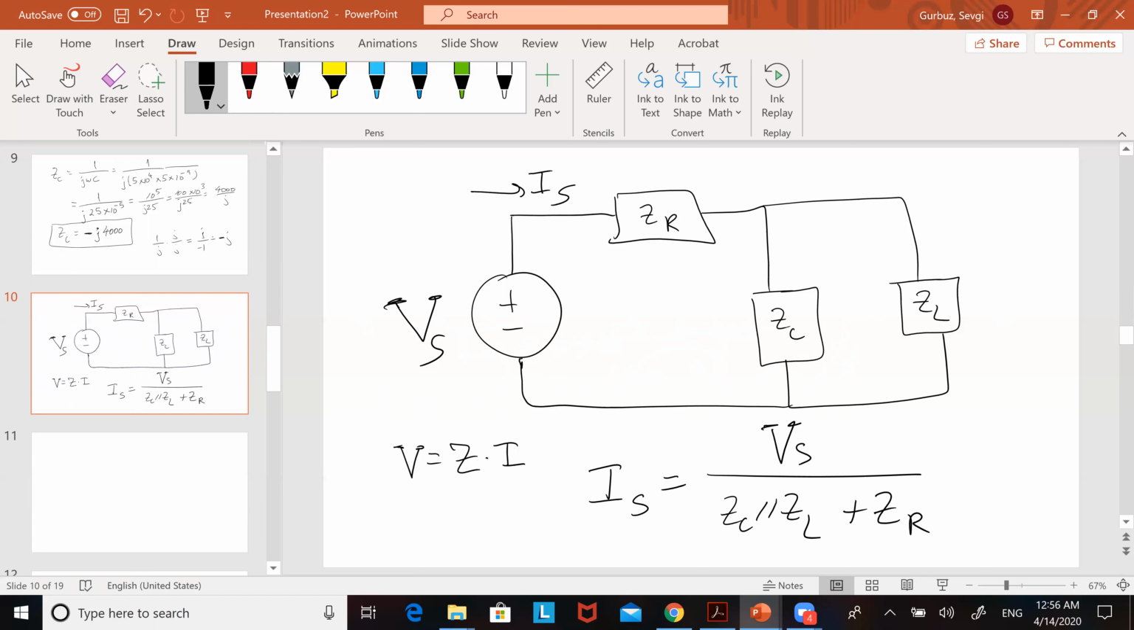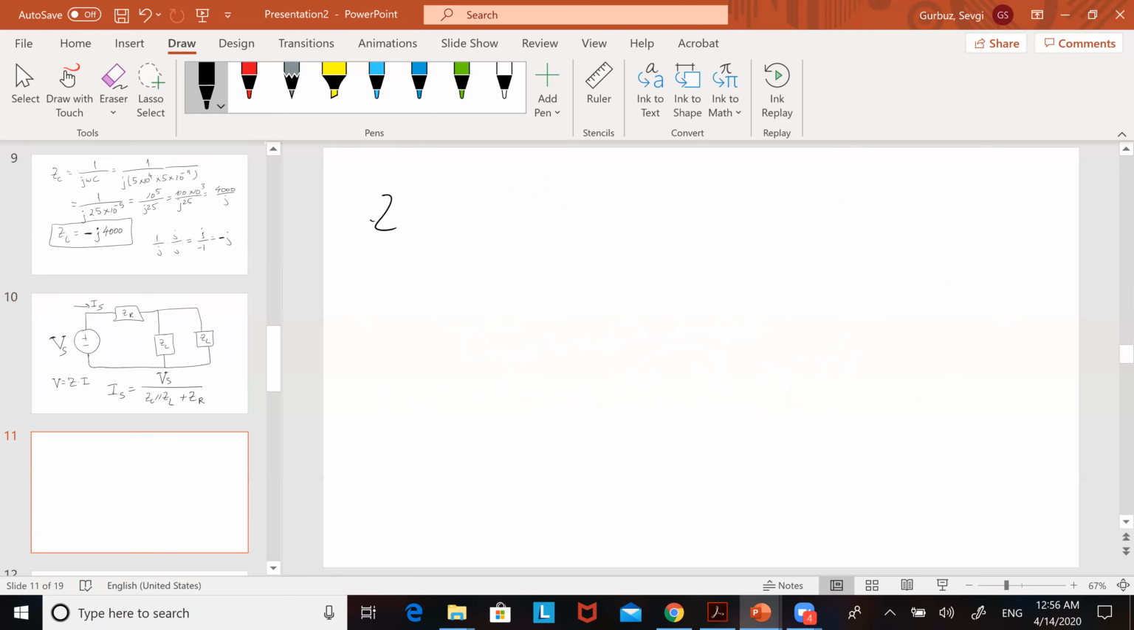Let's start by first calculating the parallel combination of ZC with ZL. So again, the impedances behave just like resistors. So ZC parallel with ZL would just be ZC times ZL divided by ZC plus ZL. And now we actually have to replace for the values that we found earlier.